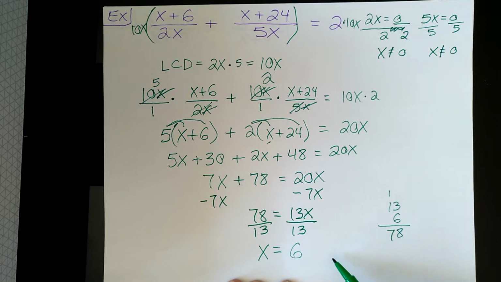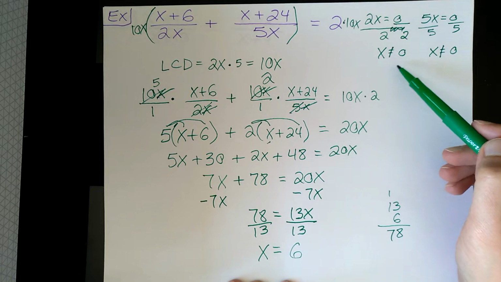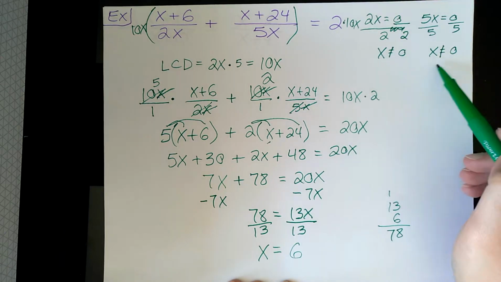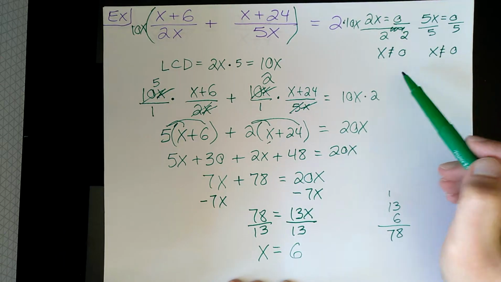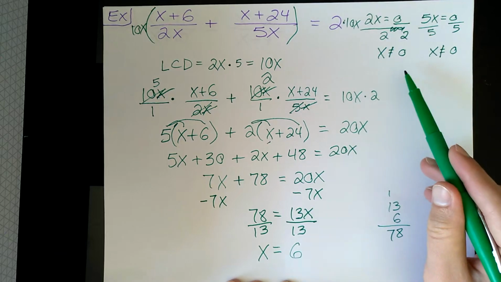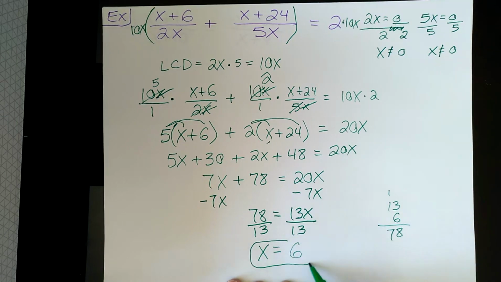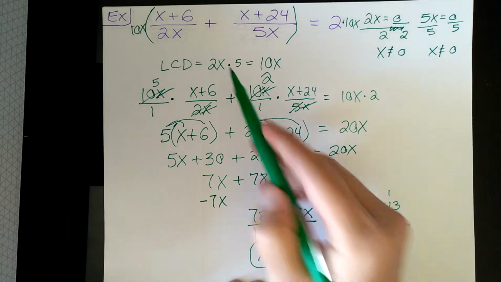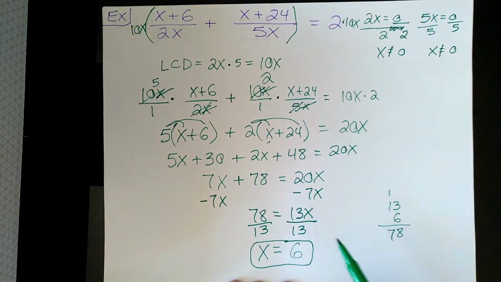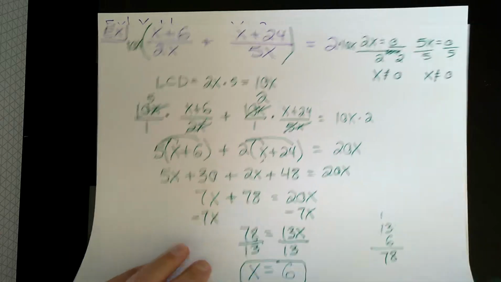So from here, we now check, does our answer match either of these values? If it does, then we have no solution. But in this case, 6 does not match 0. That means it works. It is not rejected. It is accepted. X equals 6 is the solution to this original problem. Okay.